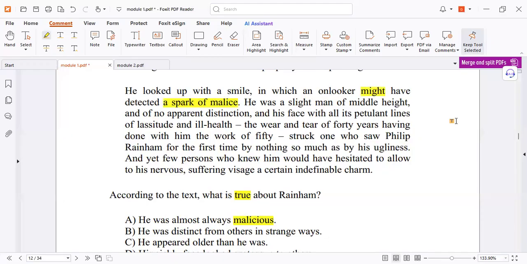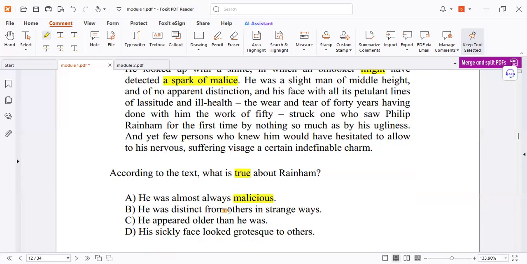We have here in this sentence, and yet few persons who knew him would have hesitated to allow to his nervous, suffering visage a certain indefinable charm. This is proved for letter what? Letter C. He appeared older than he was. You see, visage is your appearance, suffering, indefinable charm. He became old or not. So this could be it. How did you know he was old?